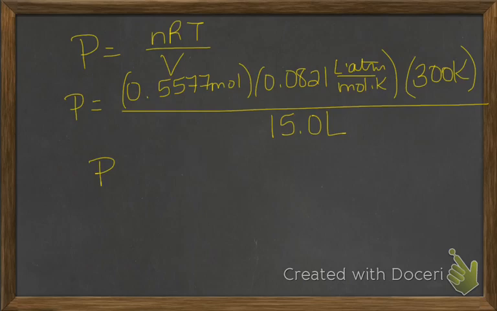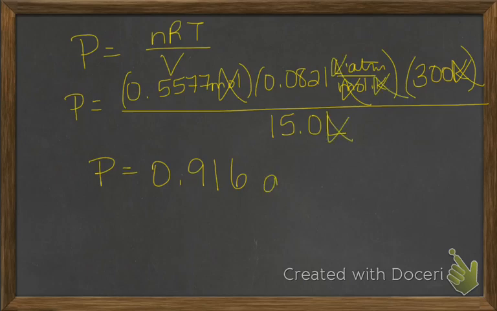And so we would calculate a pressure of 0.916. Do you see what the units are? Moles cancels, Kelvins will cancel, liters will cancel, so our units are atmospheres. So the answer to that problem is 0.916 atmosphere. That is an extremely basic ideal gas equation problem.